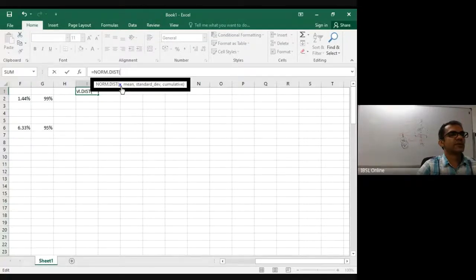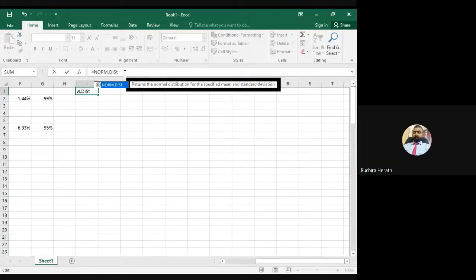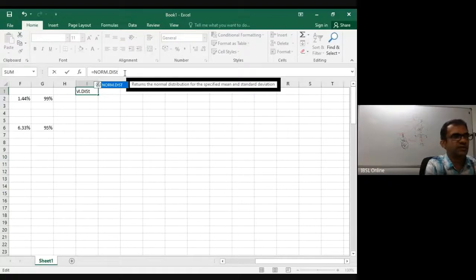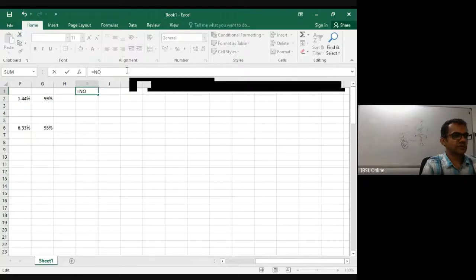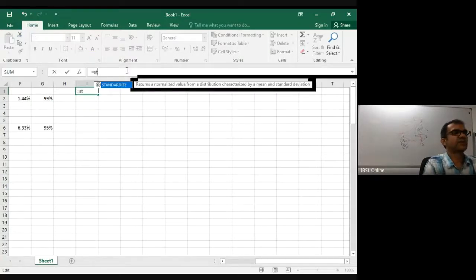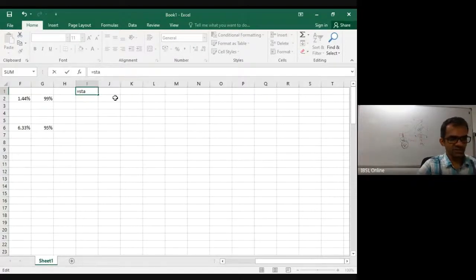If you want to create a normal distribution, you can use this, but you have to specify the mean, standard deviation, and cumulative probability, and what level you want, or we can create a standard normal, a standardized value. So it depends on your requirement. There are ways of doing that.